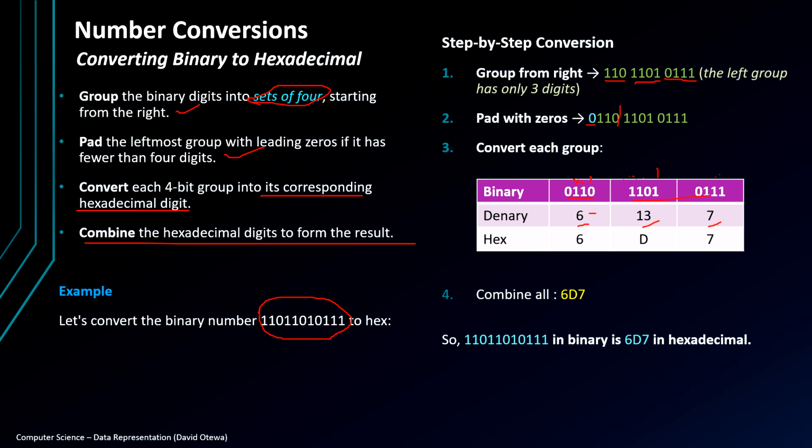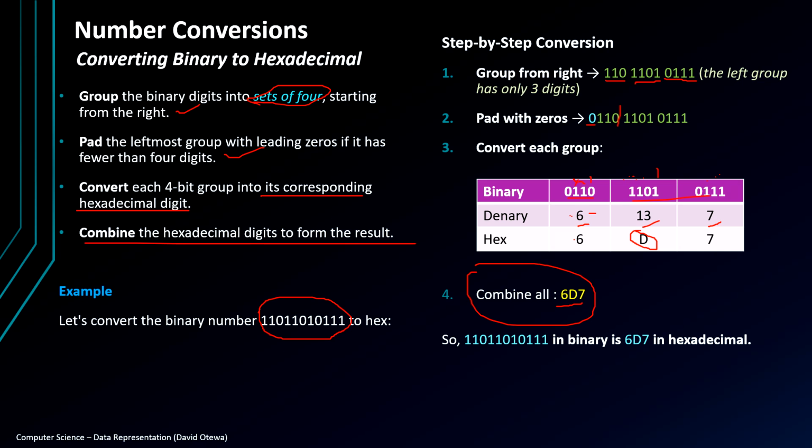But remember, we need to convert it to hexa. So 6 in binary is 6 in hexa. 13 in binary is D in hexa. Then 7 is 7. So we combine all and we get 6D7.